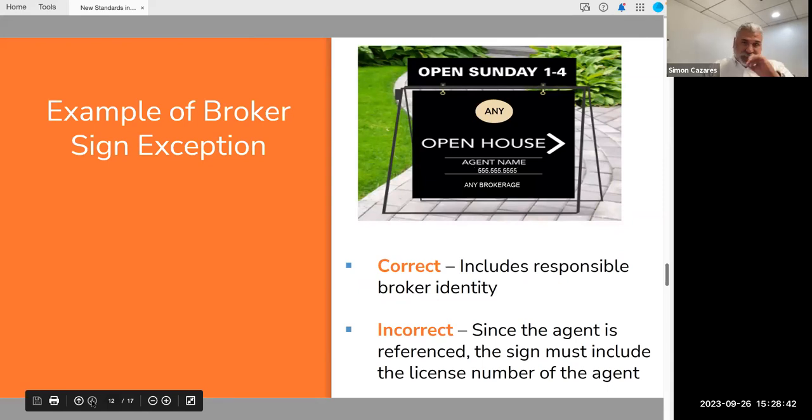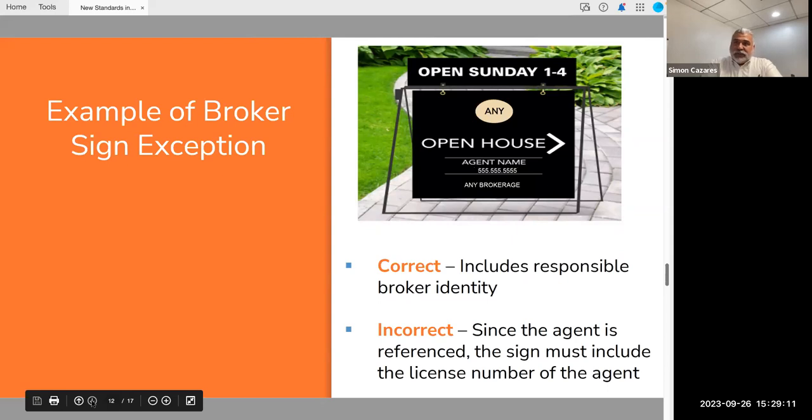Now, with that being said, I've seen it many times where an agent will just put a general name of Keller Williams. Just Keller Williams. We know it's a real estate company, right? But we don't know what company he or she worked for. So that may be out of compliance, because we need to know who this agent is affiliated with, right?